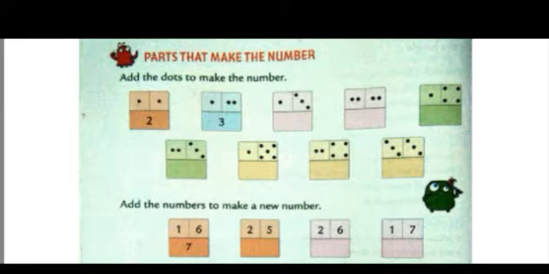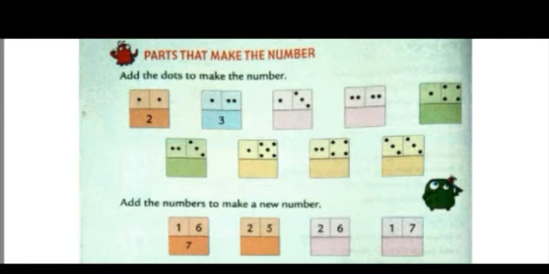Okay, so in the first box, only one dot is there. And in the second box, 3 dots are there. That means 1 plus 3 is how much? Yes. 1 plus 3 is 4. So we will write 4 in the given space. Let's move on to the next one.